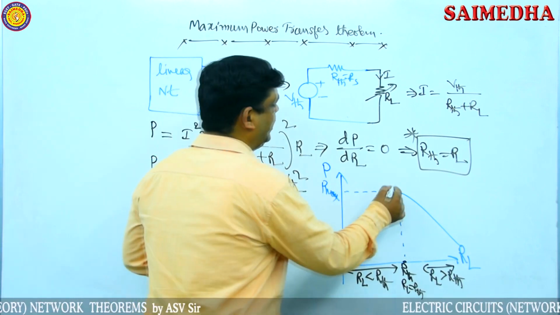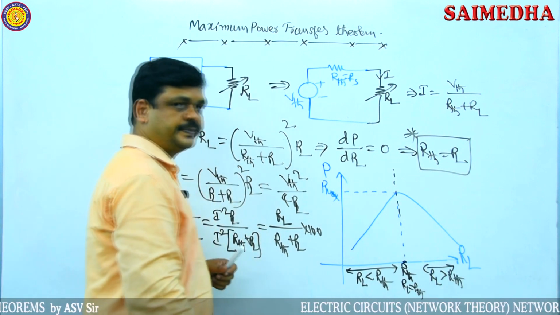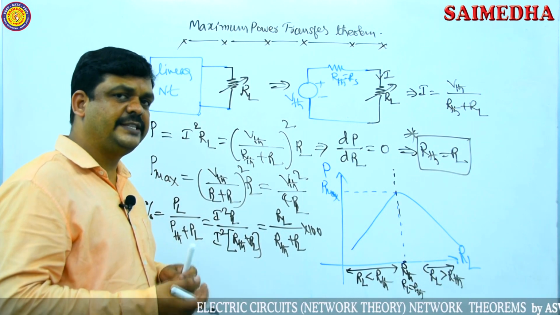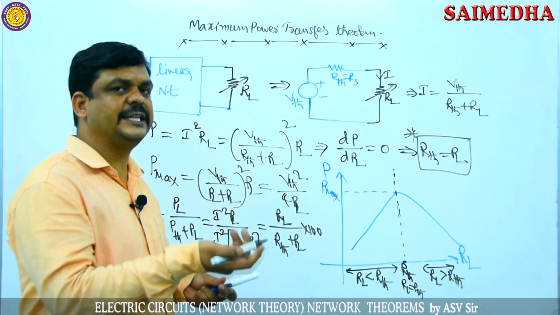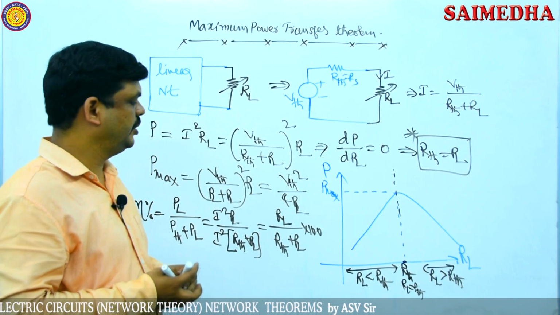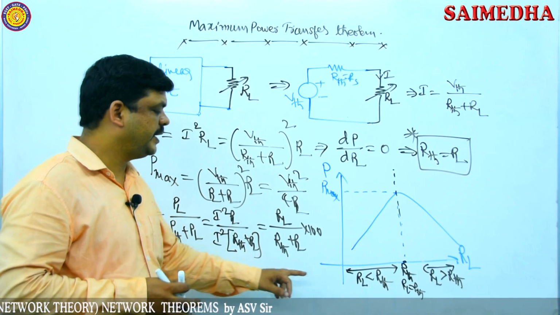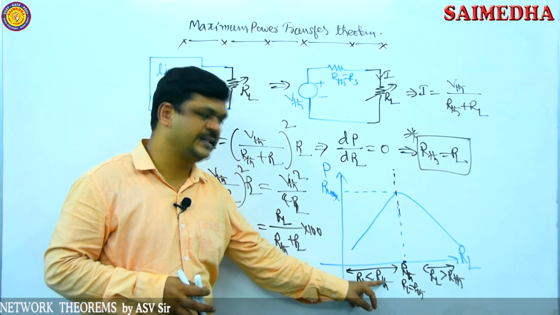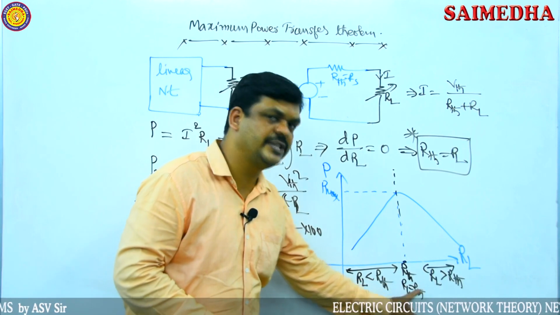Now I want to write the efficiency of this analysis, whether efficiency is less than 50% or greater than 50%. All these points I want to write here. For that purpose, initially I am taking RL less than R Thevenin. Otherwise, first take the condition RL equal to R Thevenin.